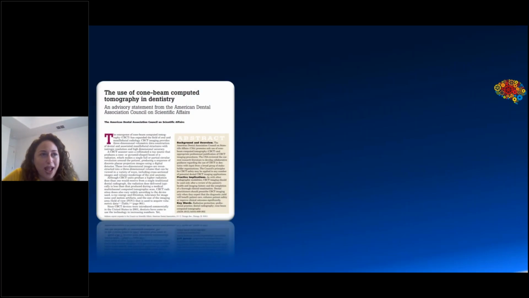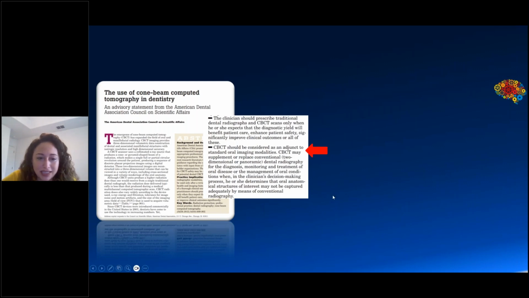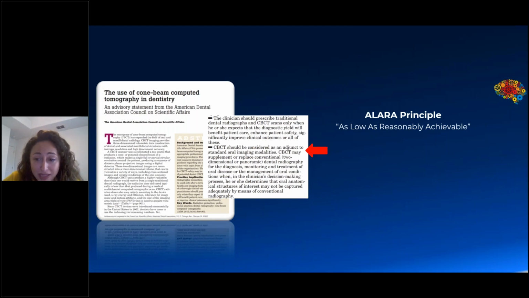So if we go back and read the guidelines that we have, this was also published in 2012. And this statement was from the ADA Council on Scientific Affairs. And they basically say that it's your decision to either use cone beam as an adjunct or to replace 2D with CBCT, whether it's for diagnosis, for treatment plan, or to monitor, to follow up. So we really need to use the imaging method that answers the question you have.